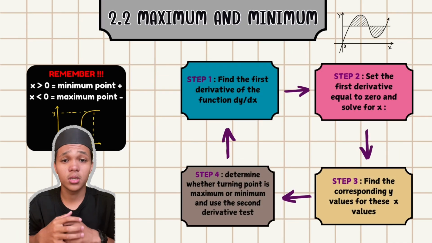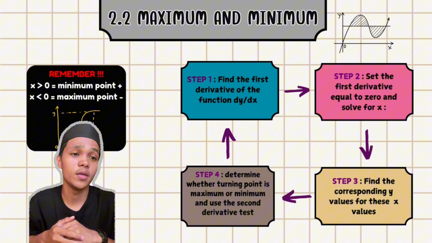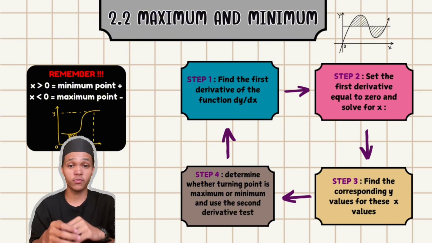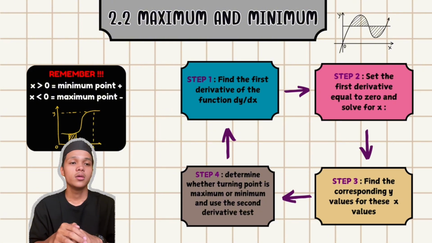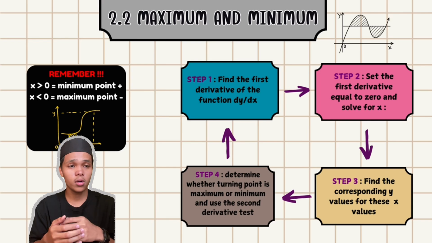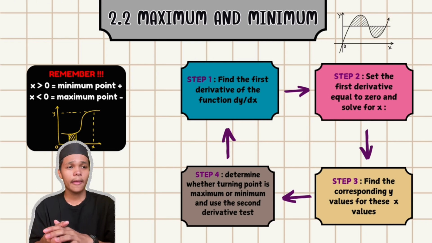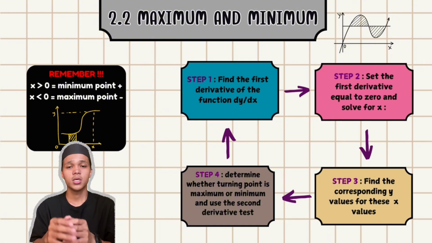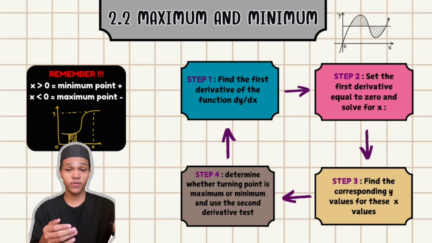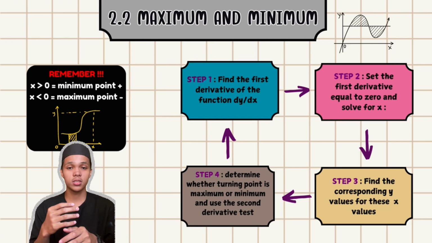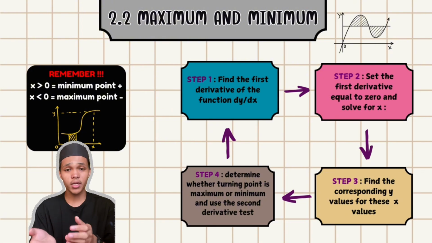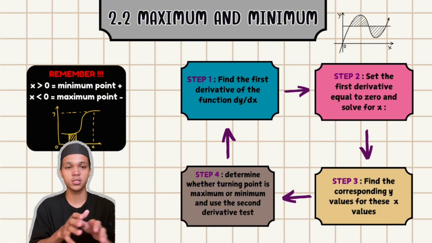Let's go to subtopic 2.2, which is maximum and minimum. In topic 2.2, we have 4 steps. The first step, find the first derivative of the function, dy/dx. The second step, set the first derivative equal to 0 and solve for x. The third step, find the corresponding y values for these x values. Step 4, the last step, determine whether the turning point is maximum or minimum and use the second derivative test to get the answer.